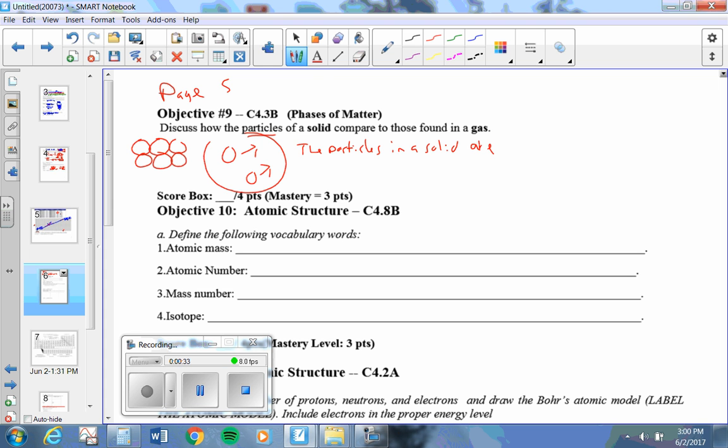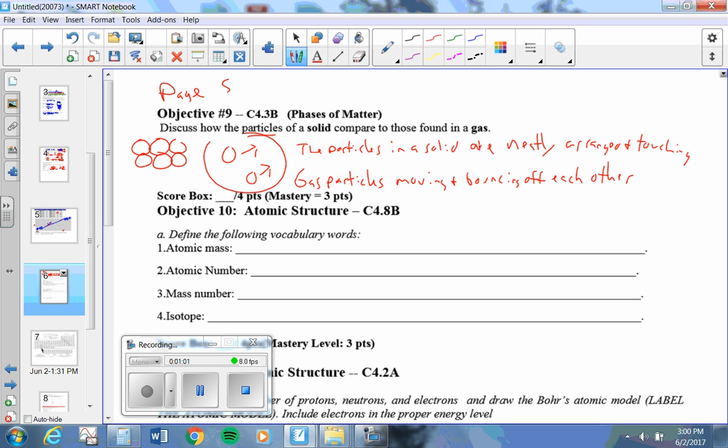are neatly arranged and touching. Gas particles moving and bouncing off each other. And if they're in a container, they're bouncing off the walls of the container.